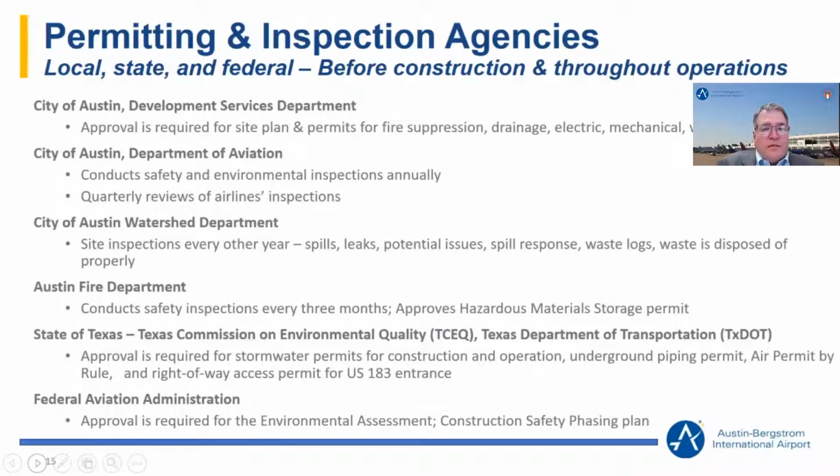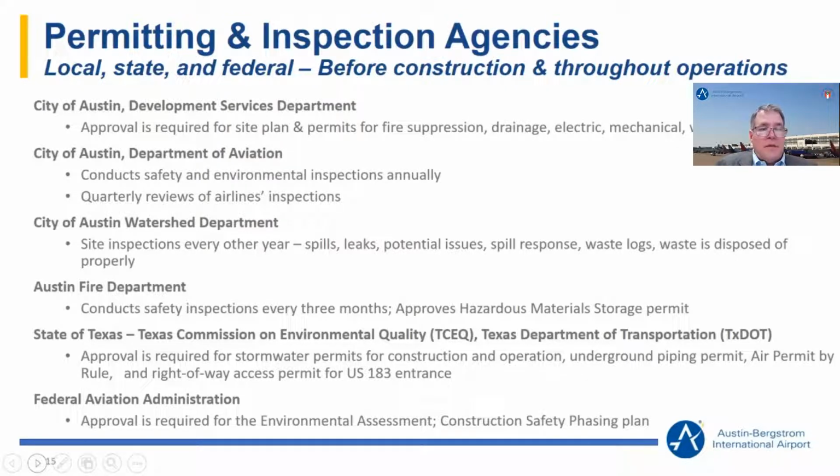Going to go over the permitting inspection agencies. Making sure that the facility is safe and environmentally compliant is the responsibility of the airlines and several local, state, and federal agencies that review and approve permit plans and conduct inspections before construction and throughout the lifetime of the facilities. As you can see here, the Development Services Department oversees permits for fire suppression, drainage, electrical, mechanical, wastewater, and more.